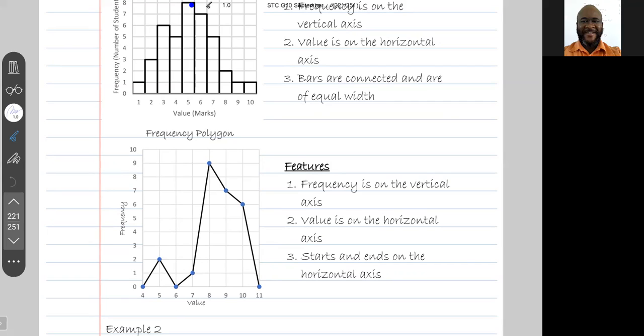All right, and that is sort of like our introduction to ungrouped data. The next thing we're going to do is look at a question on the ungrouped data.